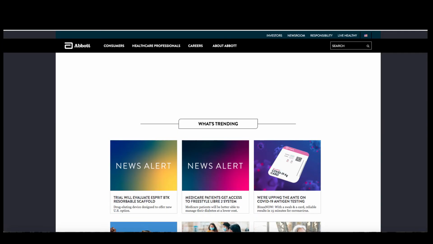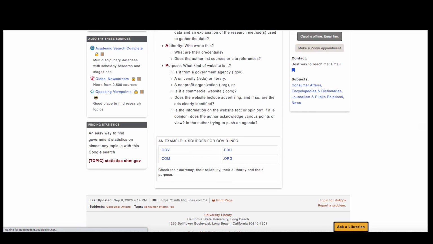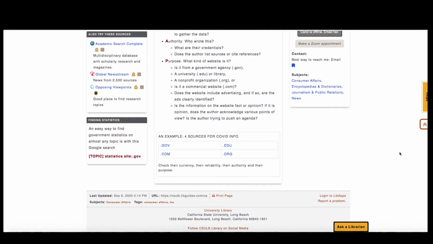So that gives you an example of how the different types of sources can affect the material that is there. And we checked for their currency, their reliability, their authority, and their purpose, ever so briefly.